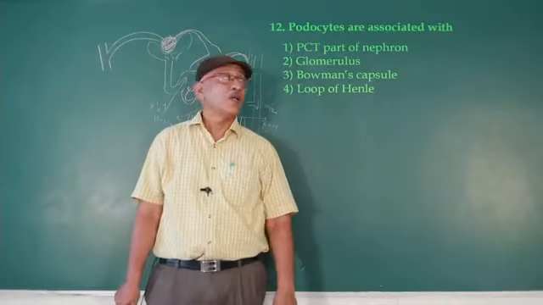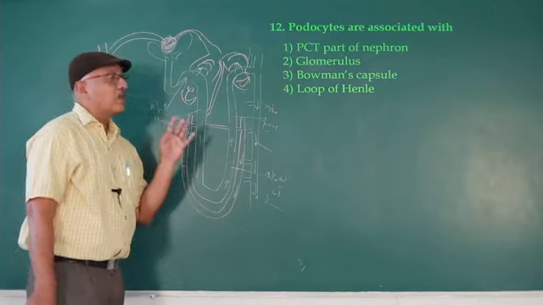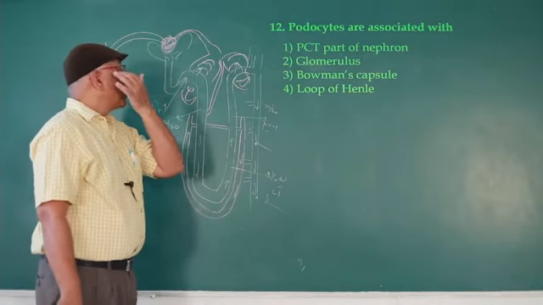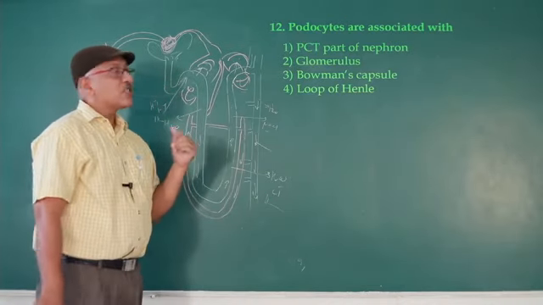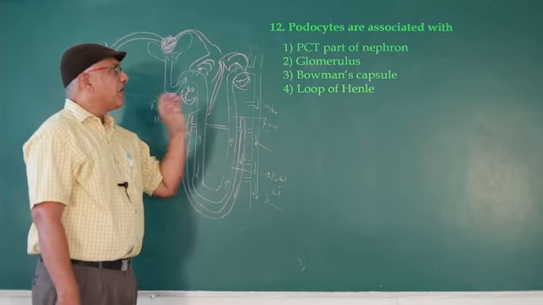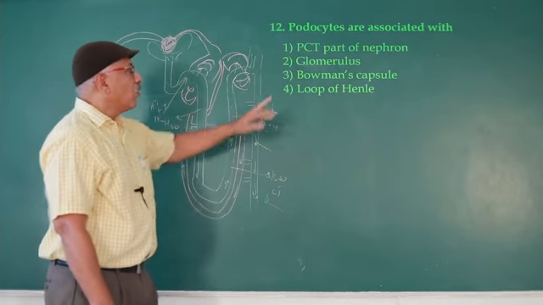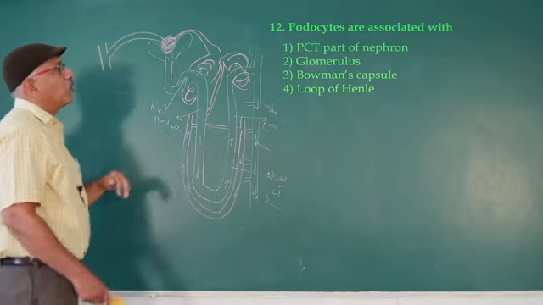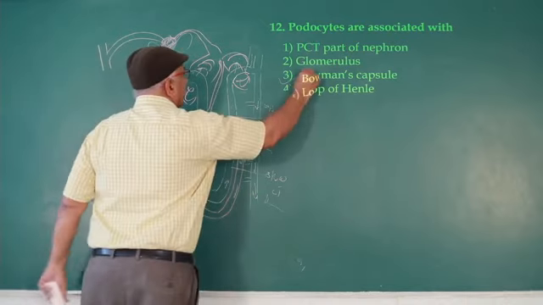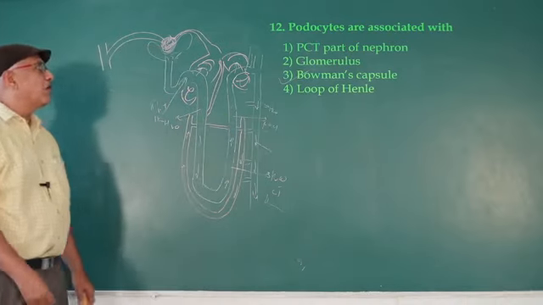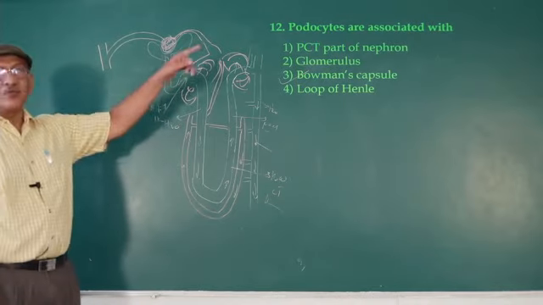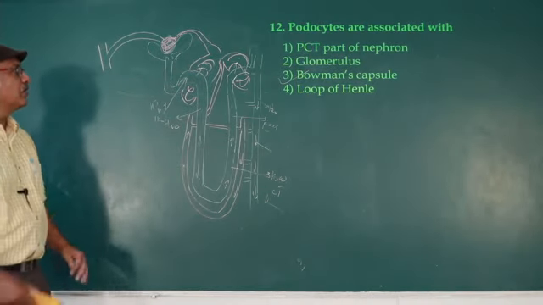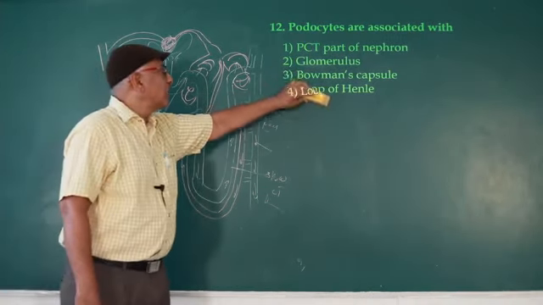Next question is, podocytes are associated with what? What are podocytes? Flattened squamous epithelial cells that form the inner lining of Bowman's capsule are known as podocytes.